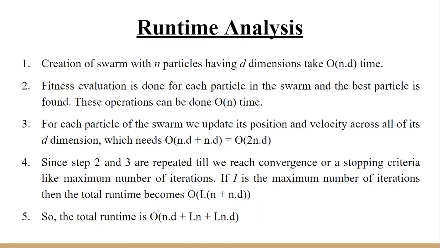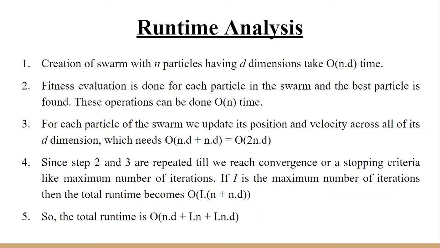So calculating the position and velocity across all the dimensions of the particle needs O(nd + nd) time, which is nothing but O(nd). And since steps 2 and 3 are repeated quite a few times until we reach convergence or the stopping criteria is met, and in our case the stopping criteria is the maximum number of iterations, the runtime becomes O(in) plus O(ind).